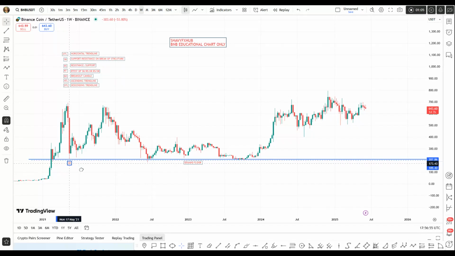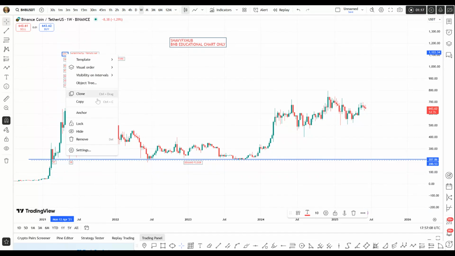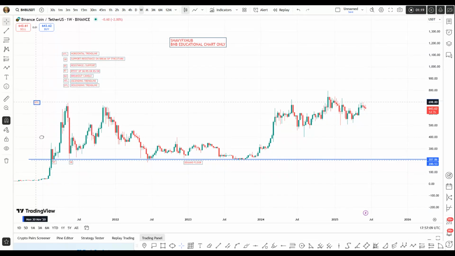So that's your, this is a horizontal trend line. The trend line can be ascending trend line, descending trend line, and horizontal trend line. This is a horizontal trend line, HTL.